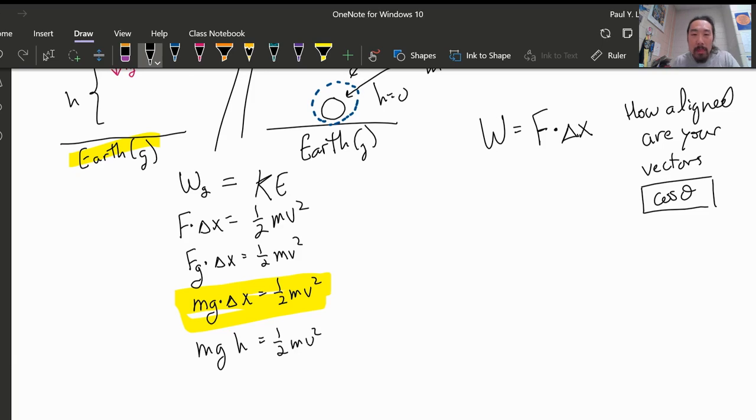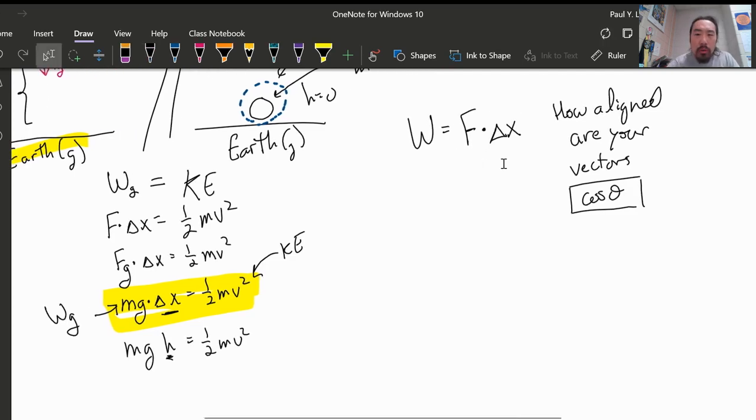And I'm here to tell you that it's the exact same formula, except up here we use delta x to tell us the change in height, but the gravitational potential energy already has height in it. Okay, so the work done by the field gives us the kinetic energy. This is true if and only if we do not include the Earth within our system.